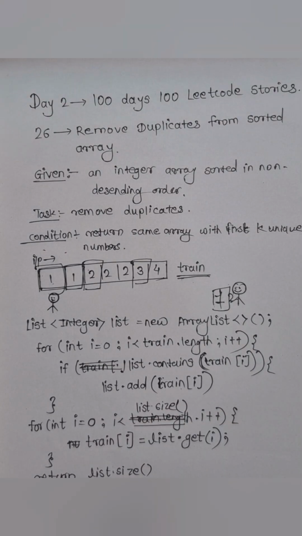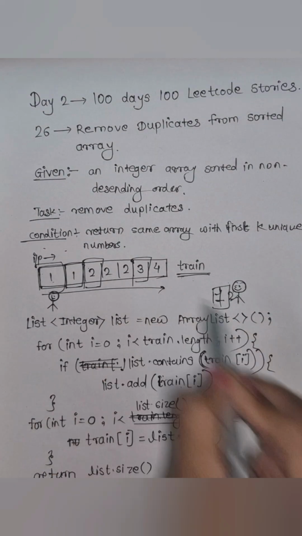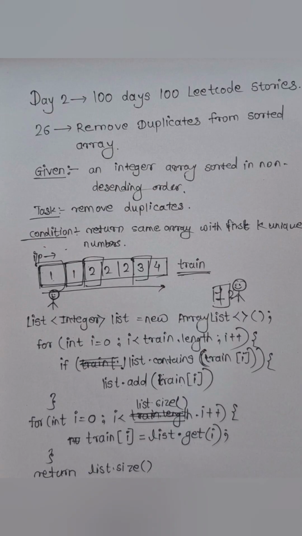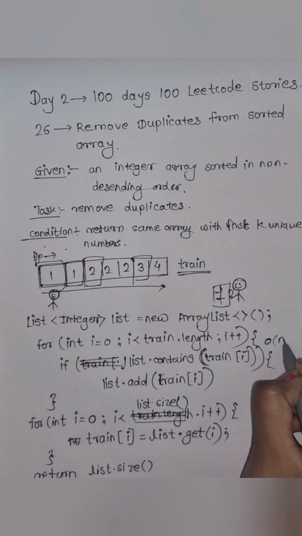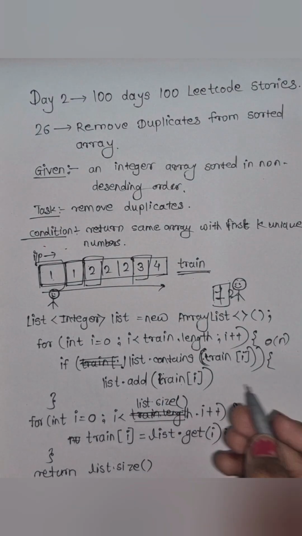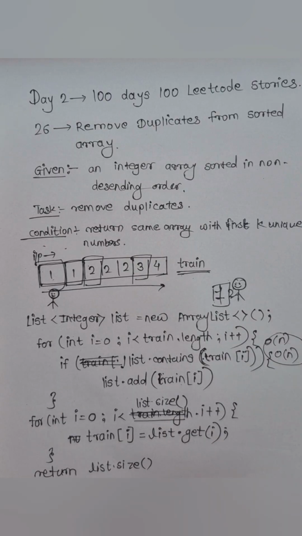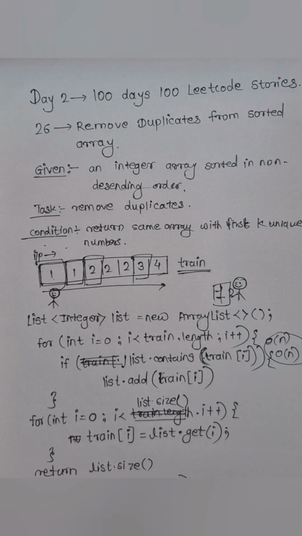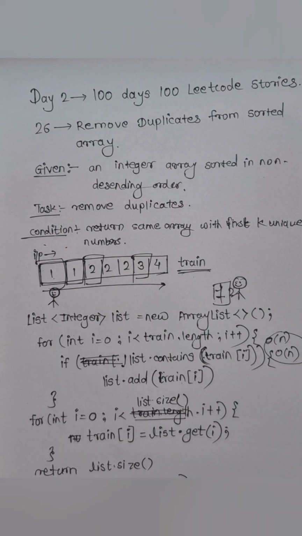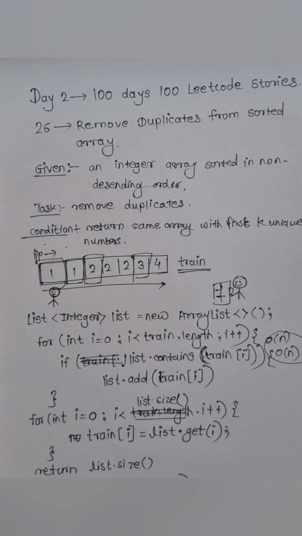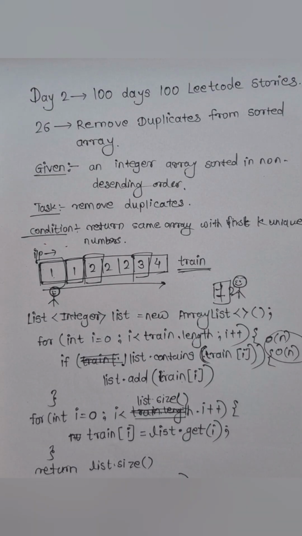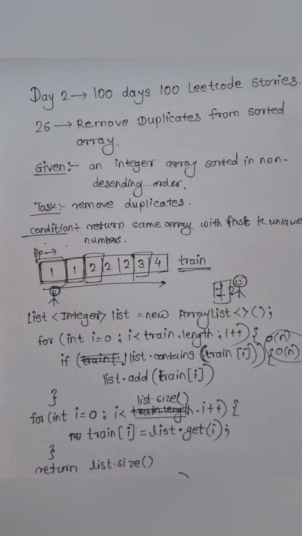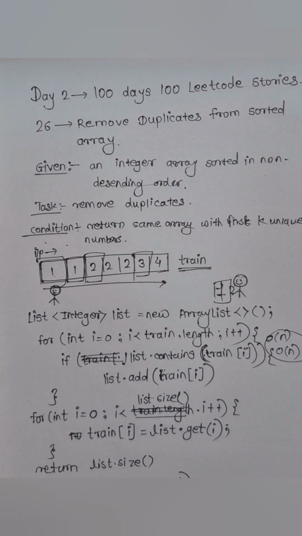What is the time complexity and space complexity of this program? We are visiting every compartment till the end, the length of the train. So what is the time complexity for this one? Big O of n, and contains also takes Big O of n time complexity. So total time complexity is Big O of n square. Because Tom is traveling each and every compartment and also checking whether that element is present in his notebook or not. And what is the space complexity? Big O of n, because we are using an extra notebook, which is a list.